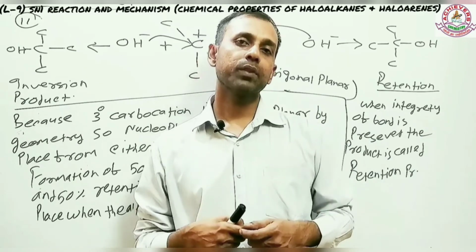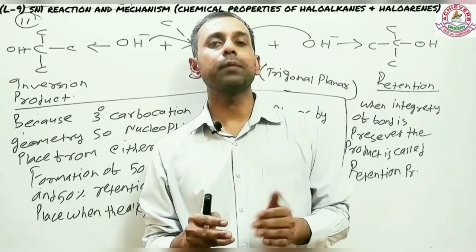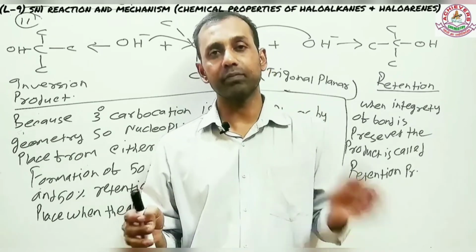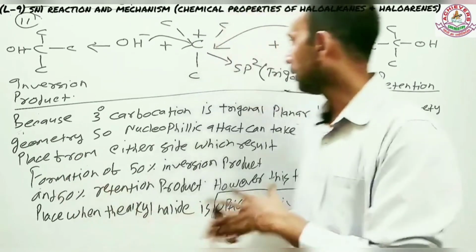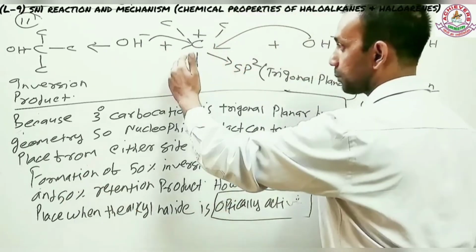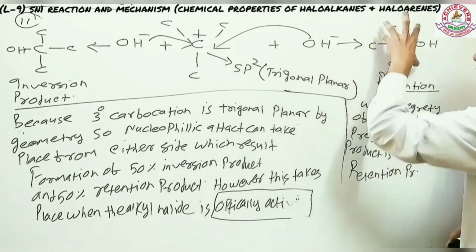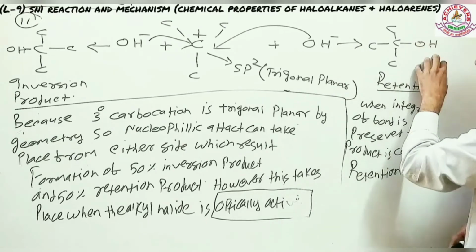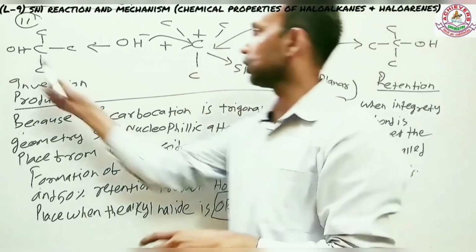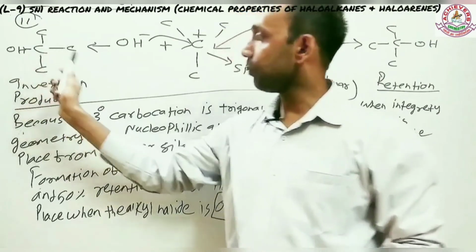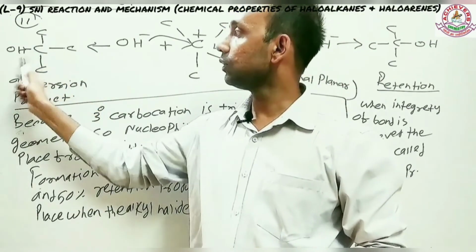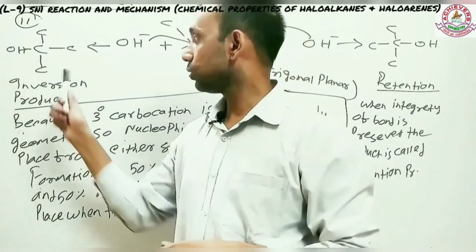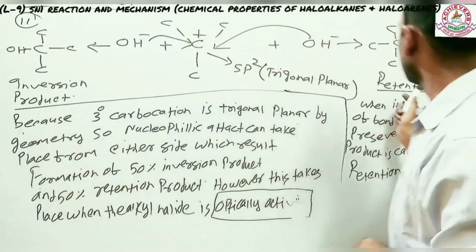In the next step, since the carbocation can be attacked from both sides, the nucleophile attaches itself from both sides, from the left side and also from the right side. So two types of product are formed. In one product, the nucleophile is on the right side. In the other one, the nucleophile is on the left side. So this seems to be the different side from where the initial halide ion was. This is called the inversion product, while this one is called the retention product.